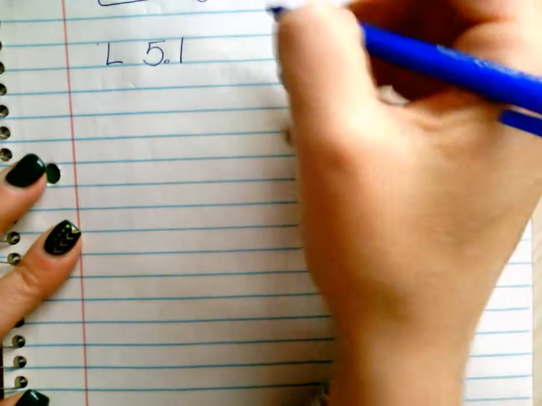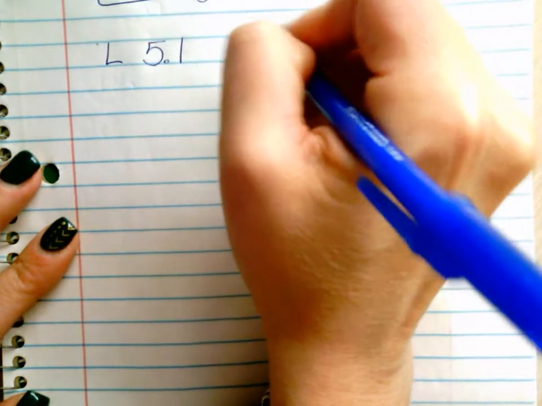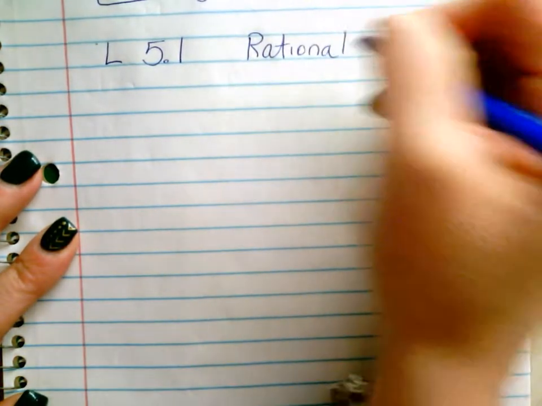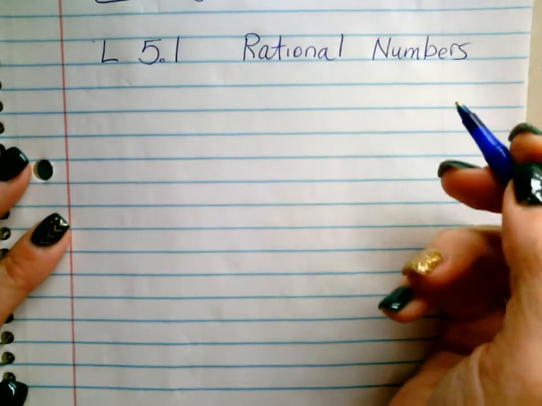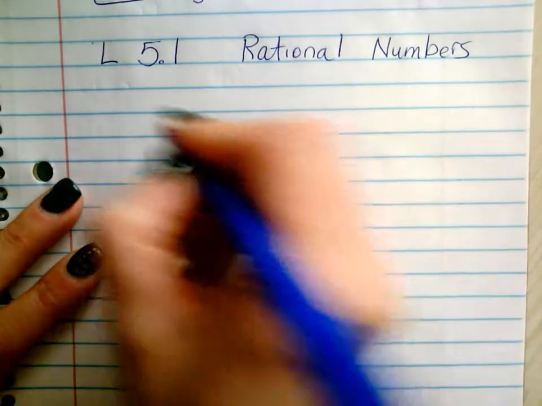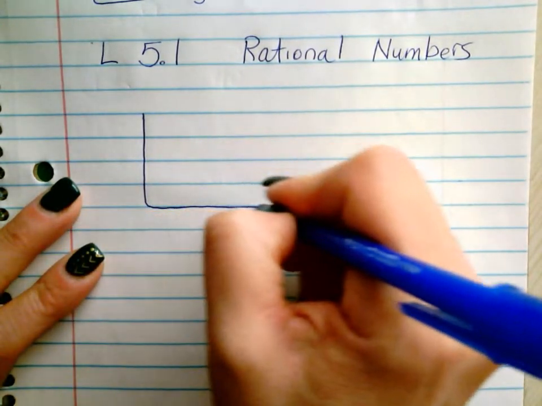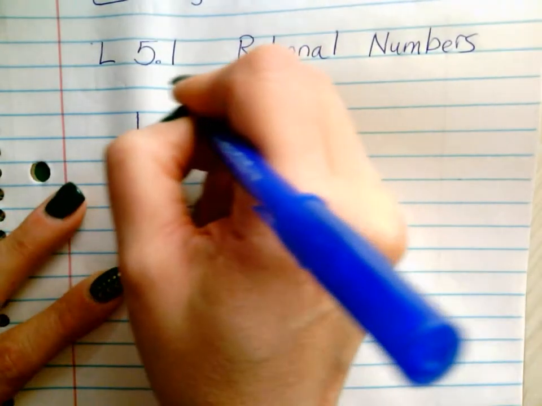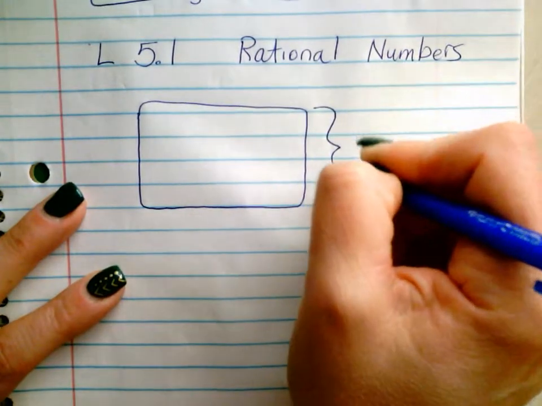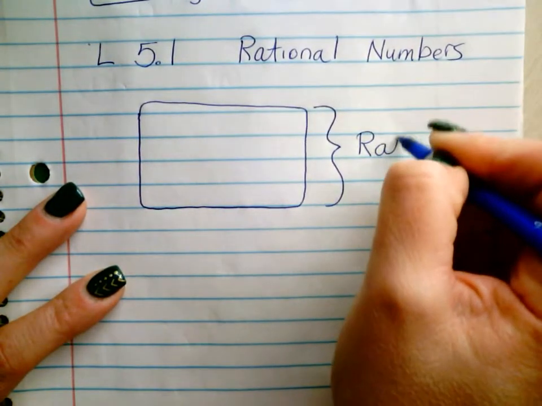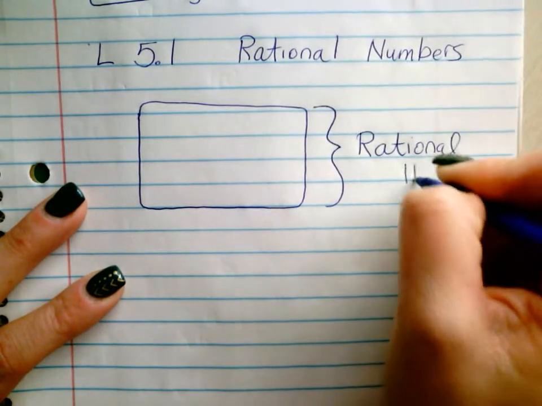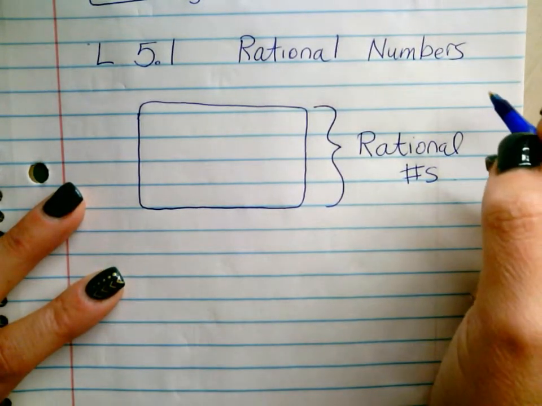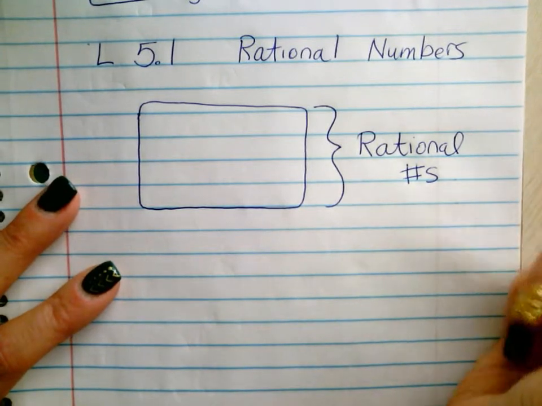Starting with lesson 5.1. They call it rational numbers. Rational numbers. Now, they give you a similar box, and the big specific box is rational numbers. Rational numbers. Okay?